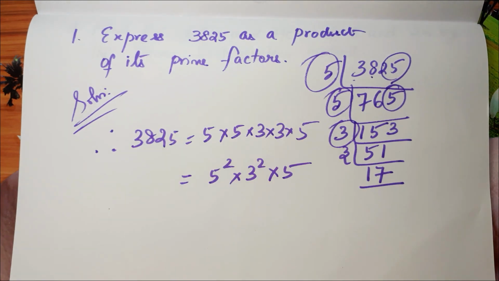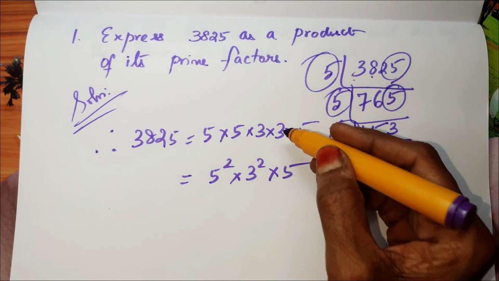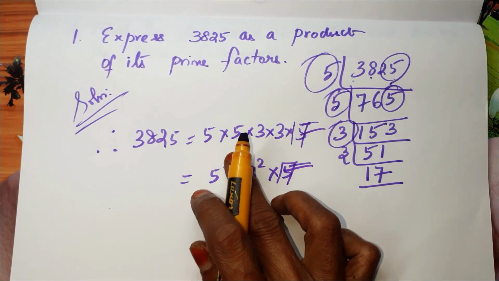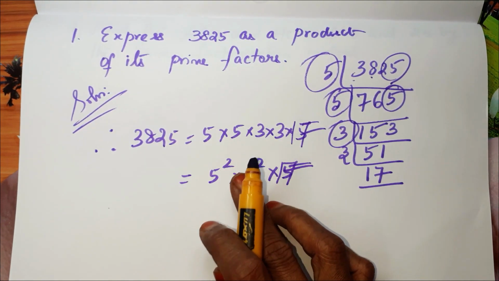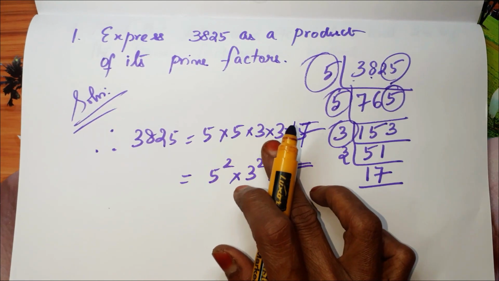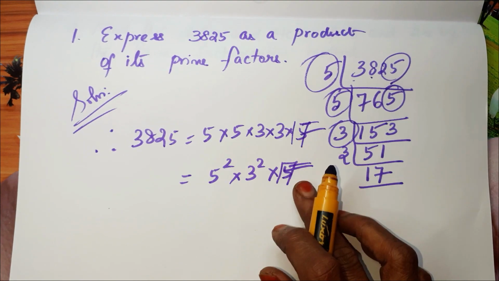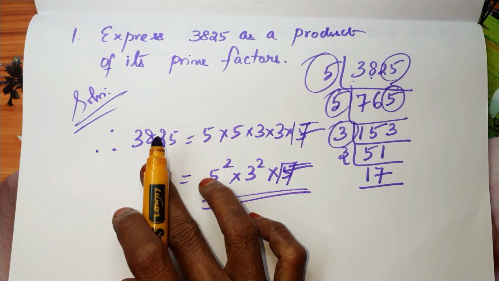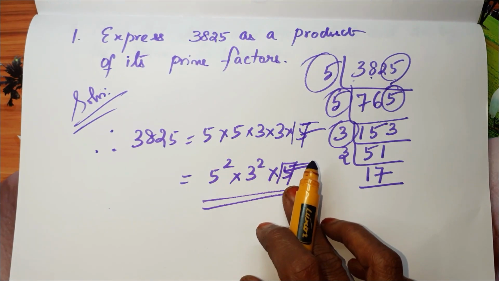So the given number can be written as 5 into 5 into 3 into 3 into 5. Sorry, it is not 5. The last one is 17. Right? 5 into 5 into 3 into 3 into 17. 5 into 5 is 5 squared. So totally we have 2 terms of 5, so 5 to the power 2. Then 3 two times, so 3 to the power 2, and 17. So this is what we got. We have represented the given number 3825 as a product of its prime factors.